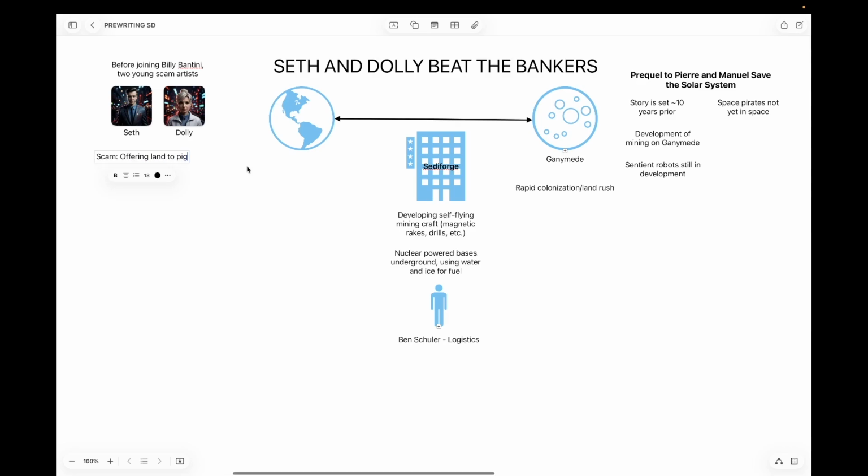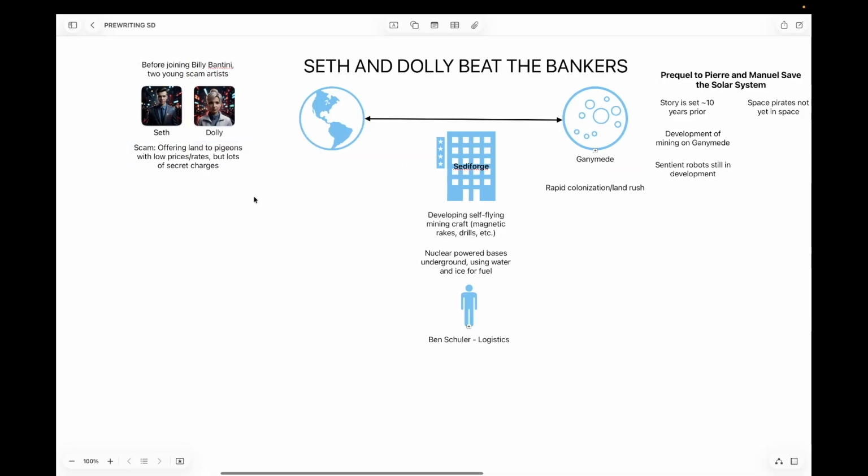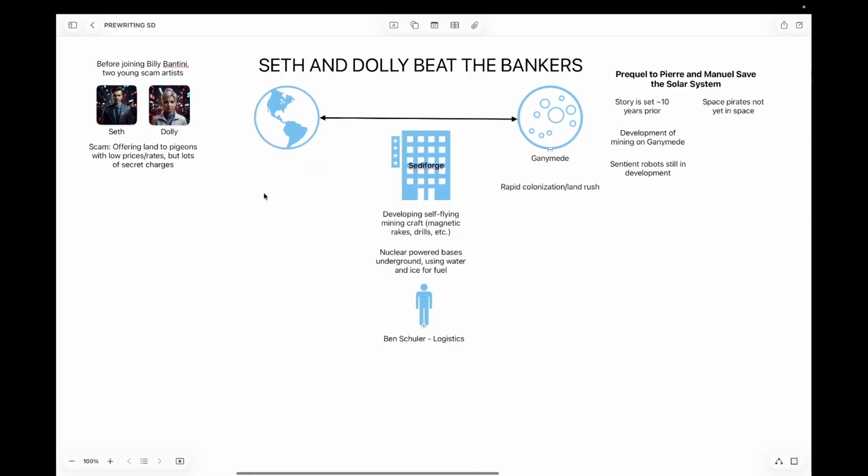offering land to pigeons with low prices, low rates. But lots of secret charges. So that will be something that they can be doing. They can be scamming people into saying, hey, we'll give you a parcel of land over on this moon or this place, and you can get in on it early.